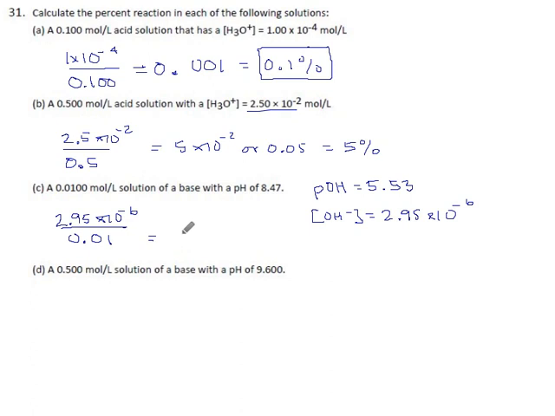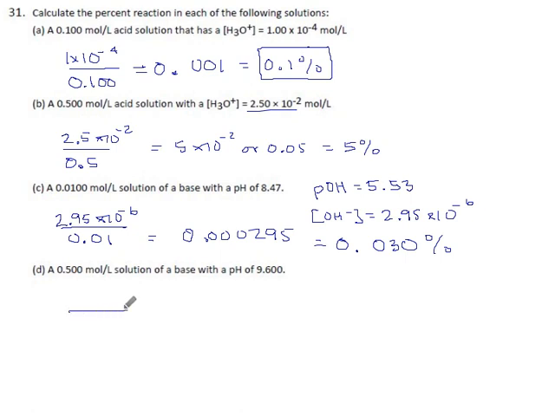Our ionization fraction is 0.000295. And if we multiply that by 100 to make it into a percentage, we get 0.030. Oh wait, this has two significant digits, so I guess 30 is the best I can do. 0.030%. Not a strong performing acid.